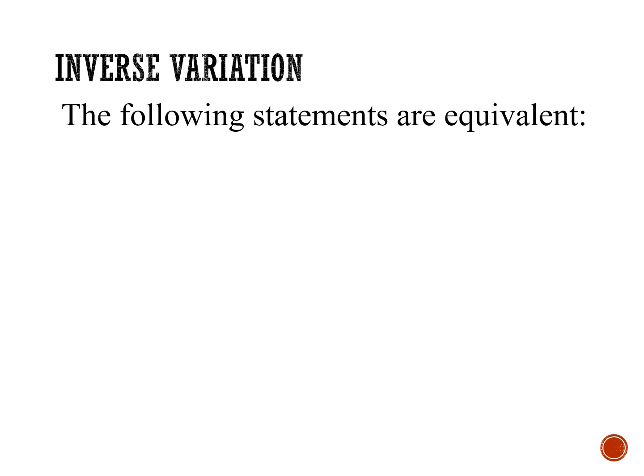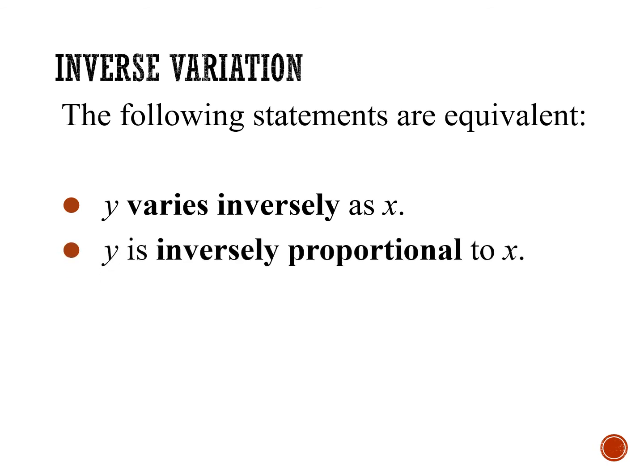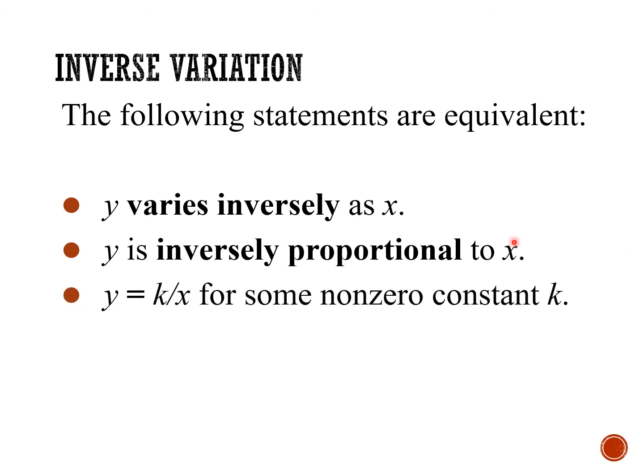So the following statements are equivalent. First, y varies inversely as x. y is inversely proportional to x. And what is now the equation or the translation of these two? That is, y is equal to k over x for some non-zero constant k. Again, k is the constant of variation.